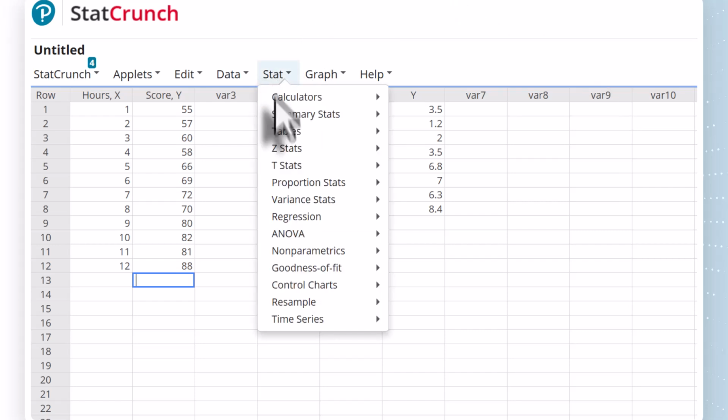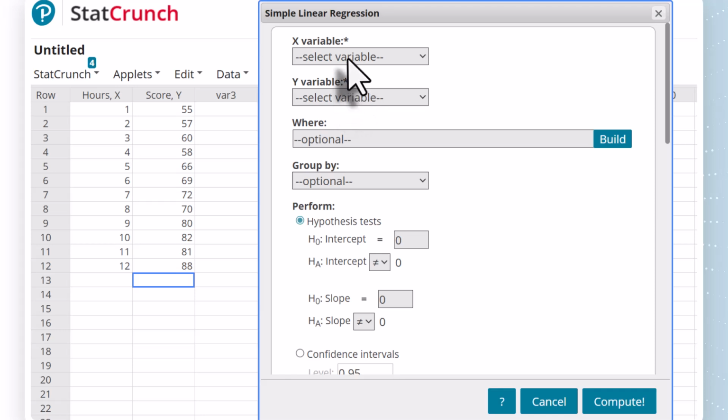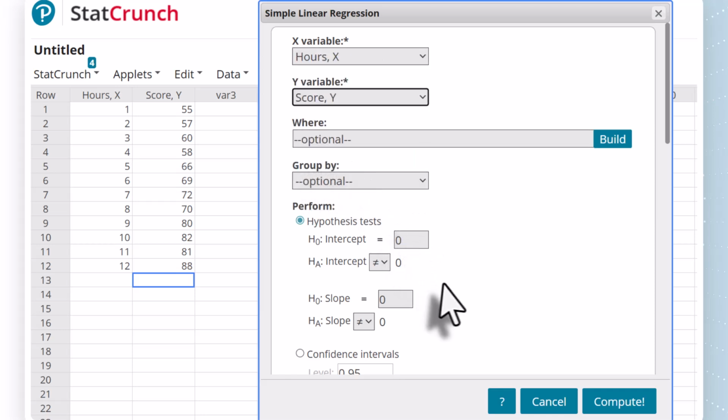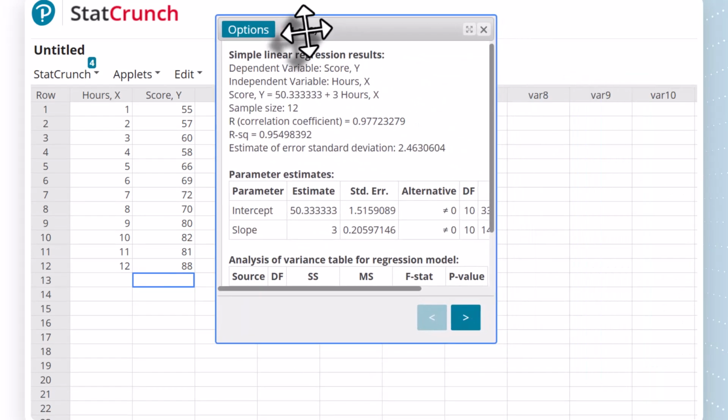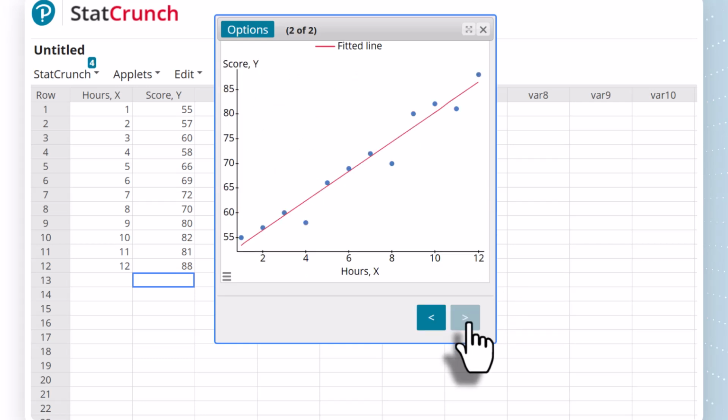You go to Stat, Regression, Simple Linear. You select your x variable. You select your y variable. And you just hit compute. And watch. Not only does it give me this, but it gives you the scatter plot again. Look, this is the scatter plot. And this is the line that I was telling you about. It looks like all the points belong to the line. They're not all on the line, but it seems that this is a line that represents all those dots.